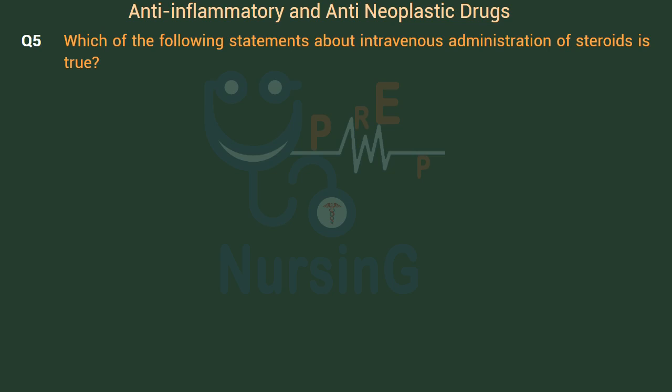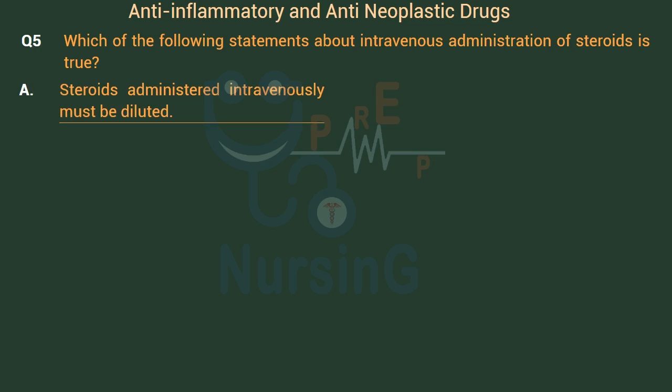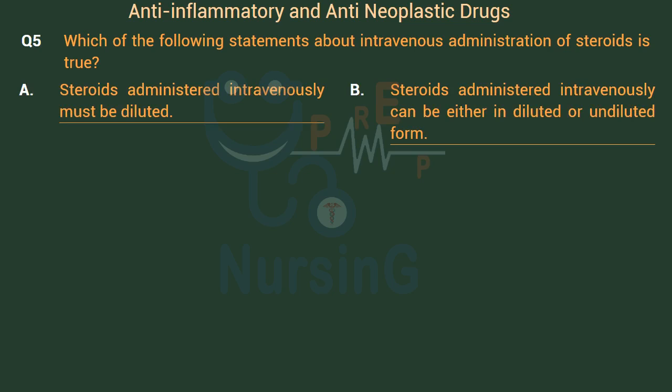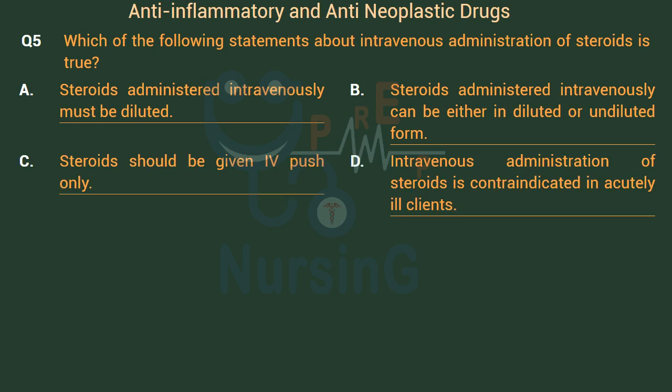Which of the following statements about intravenous administration of steroids is true? Option A. Steroids administered intravenously must be diluted. Option B. Steroids administered intravenously can be either in diluted or undiluted form. Option C. Steroids should be given IV push only. Option D. Intravenous administration of steroids is contraindicated in acutely ill clients. Right answer is Option B. Steroids administered intravenously can be either in diluted or undiluted form. IV steroids can either be diluted or given without dilution.